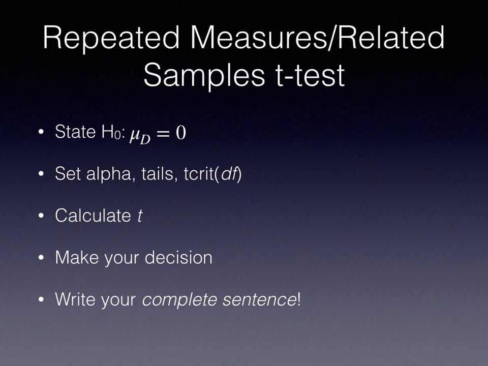Calculate your t as per the equation on the previous slide. Make your decision with respect to the null hypothesis, retain or reject. And in my group, you write a complete sentence, starting with a capitalized word and going all the way to the end, but make sure that you include t, degrees of freedom, and p, expressed as an inequality, as part of that sentence. That's pretty much it for repeated measures t-test, and I'll see you in the next lecture.